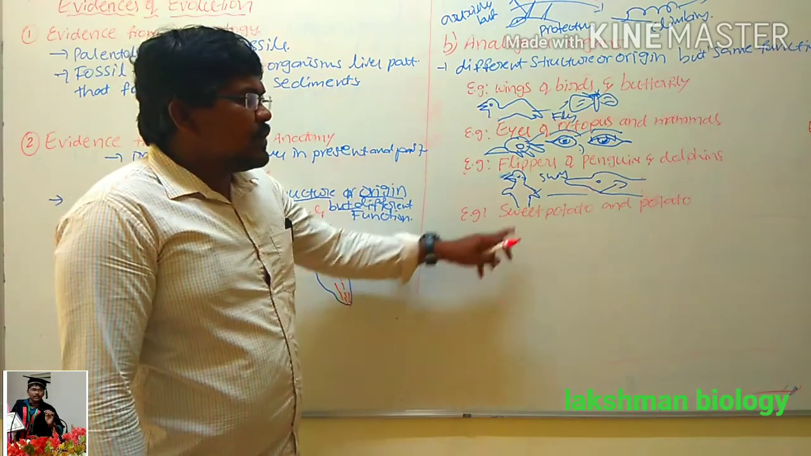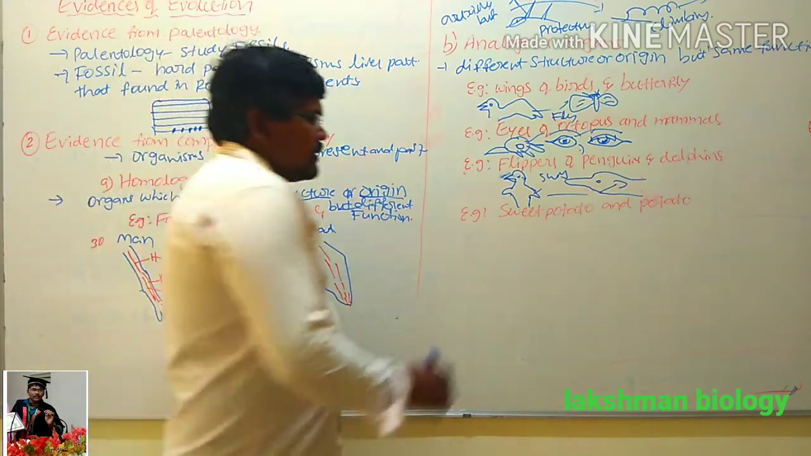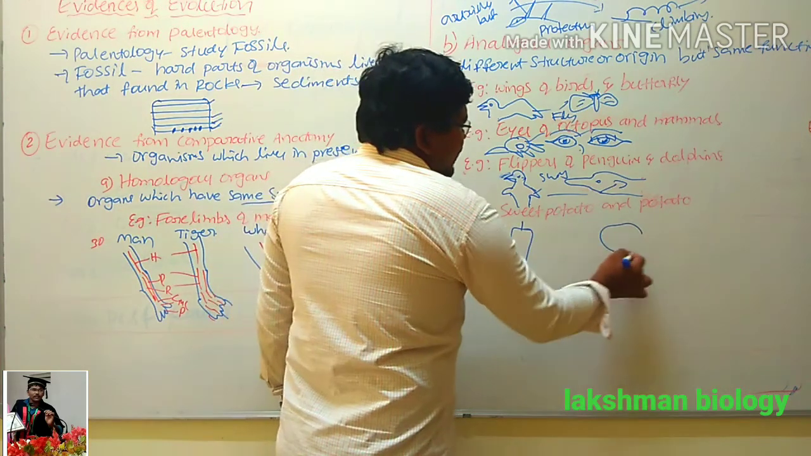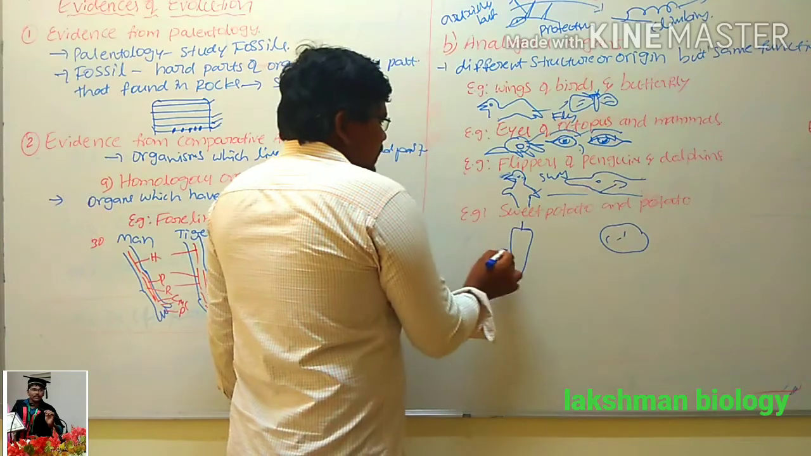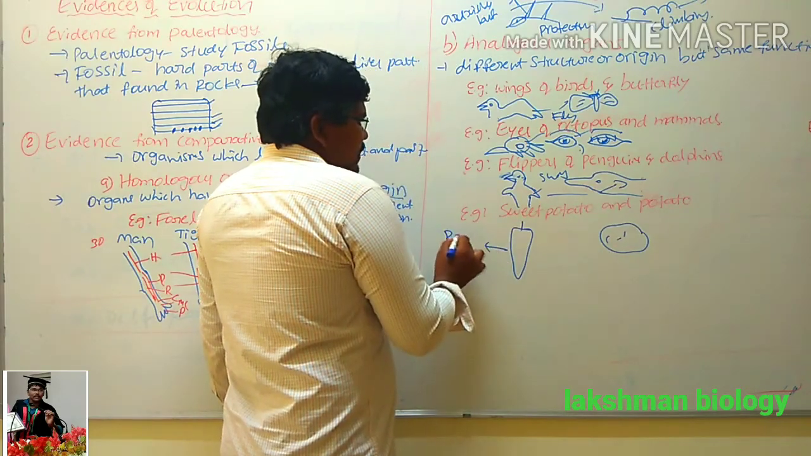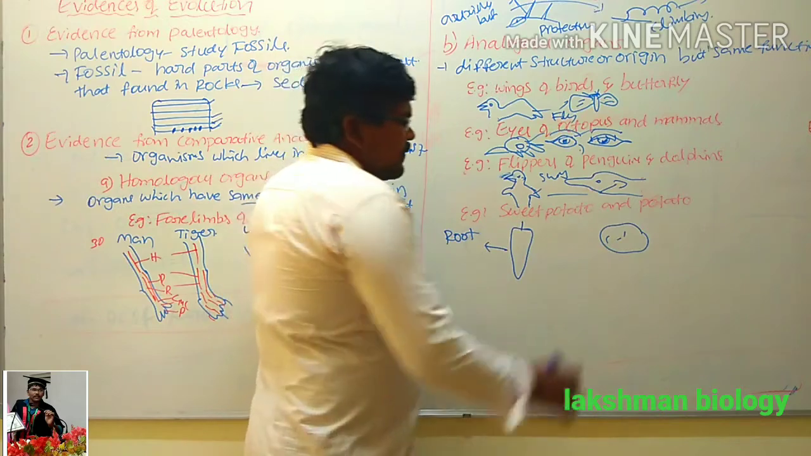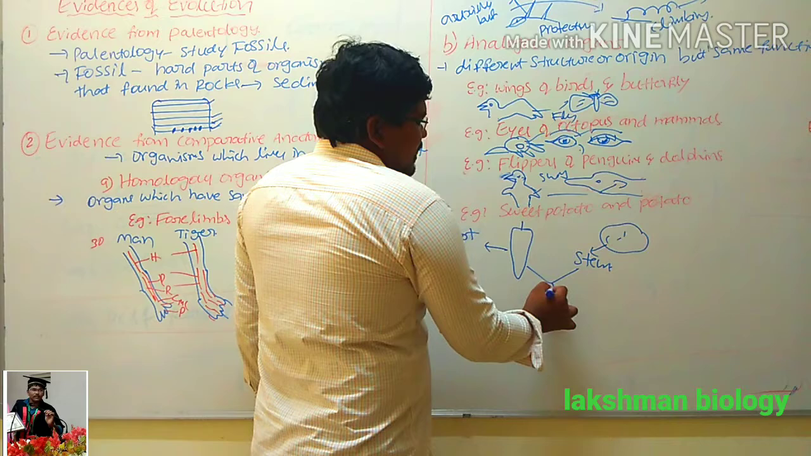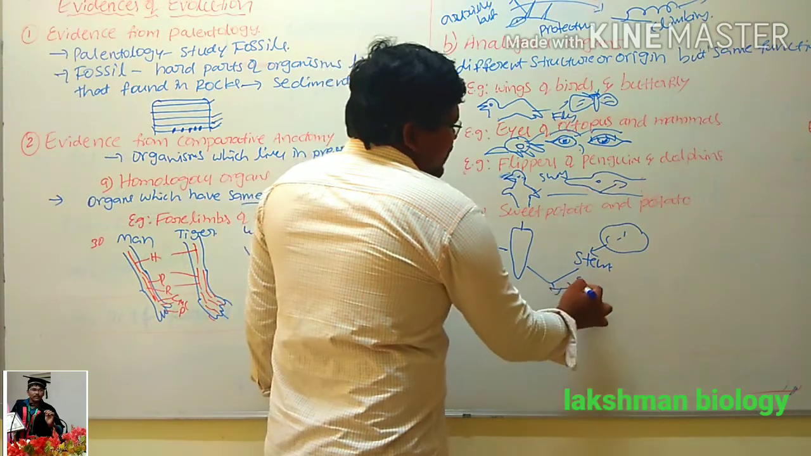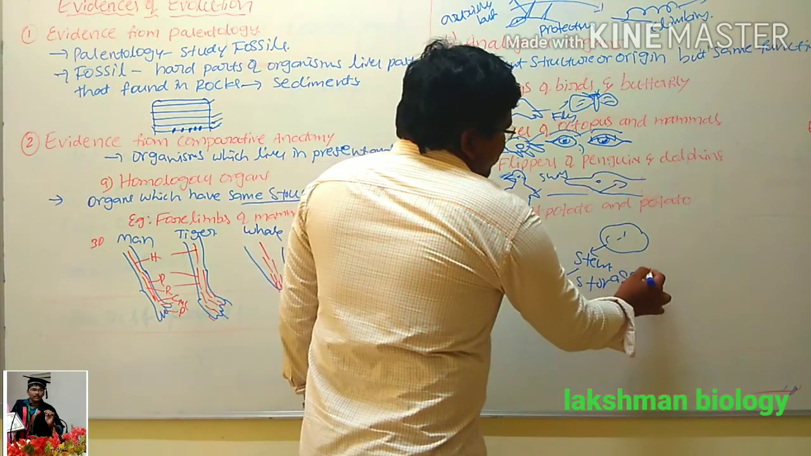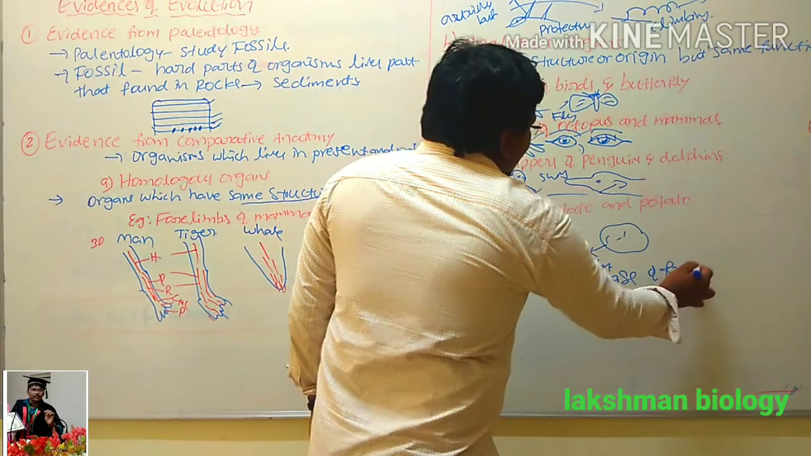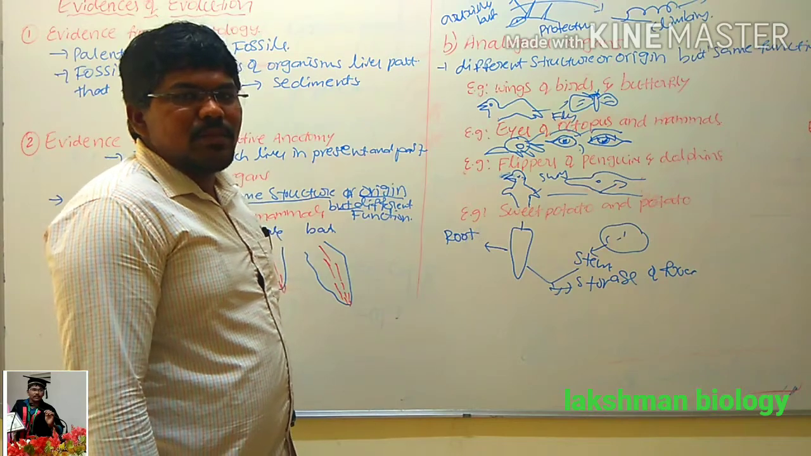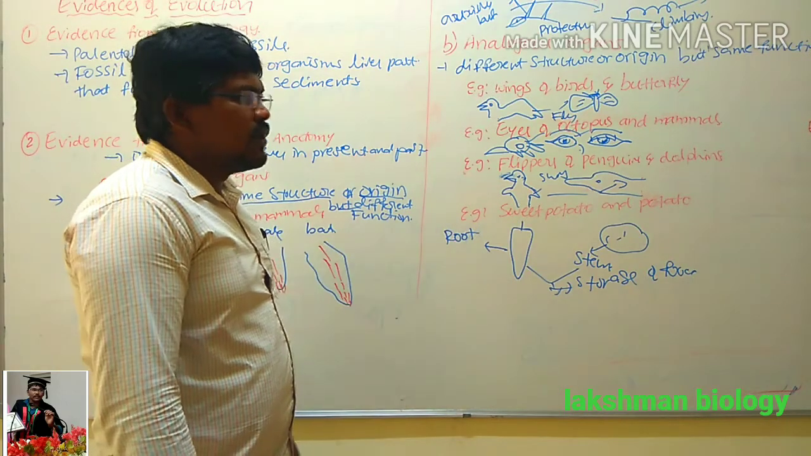One example of analogous organs in plants is the sweet potato and the potato. Both have different origins. Sweet potato is a modified root and potato is a modified stem. But both have the same function, that is the storage of food. That is an example of analogous organs in plants.